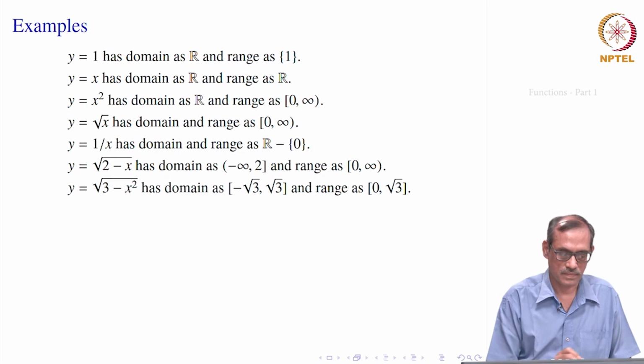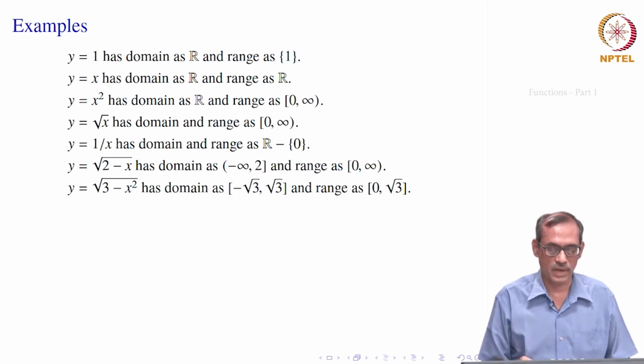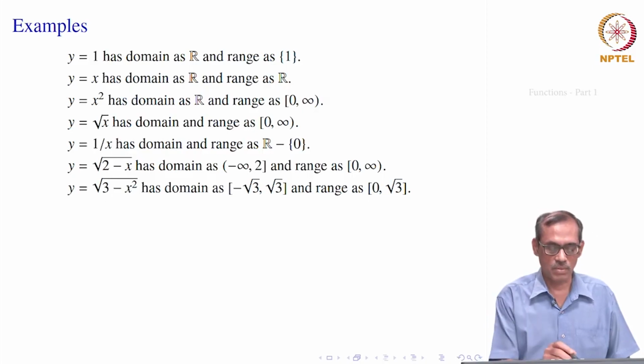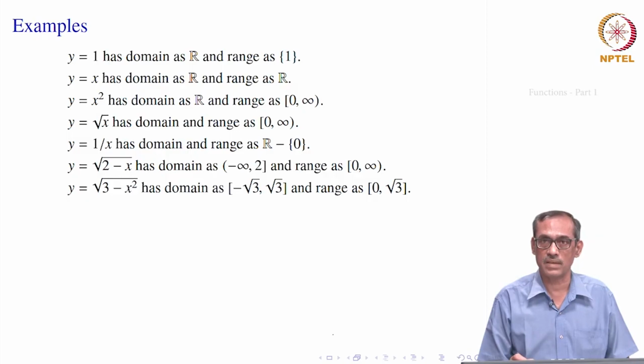So, its domain is minus infinity to 2 closed, and the range is closed 0 to infinity. Similarly, if you consider y equal to square root of 3 minus x square, then its domain will be those numbers for which 3 minus x square is greater than or equal to 0, or x square is less than or equal to 3.